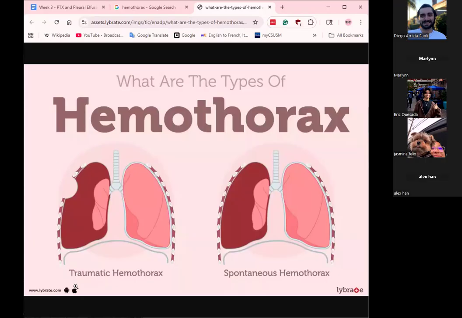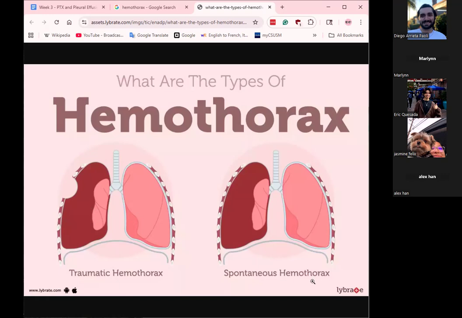So here it's showing a traumatic hemothorax. You can see there's a little chunk here that's kind of missing. So this person had some sort of chest trauma, maybe got into a car crash and punctured the pleural space. The pleural space got filled up with blood. All that blood applied a ton of pressure onto this lung and is preventing the proper exchange.